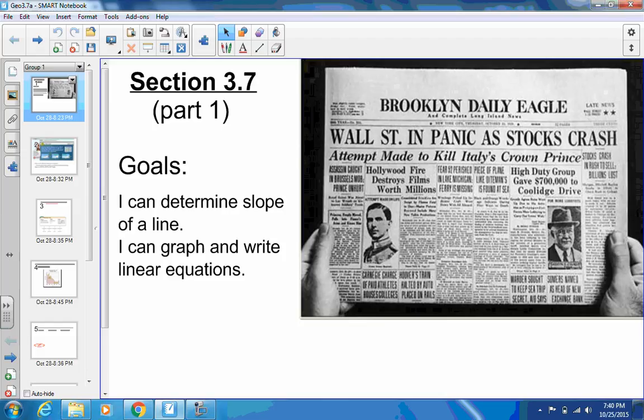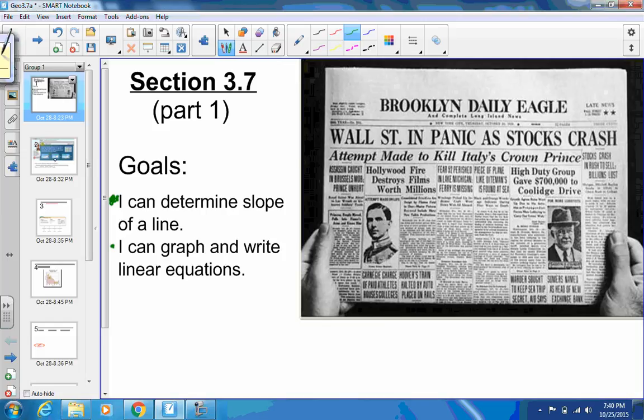There's going to be a little bit of overlap, but between the two parts we're dealing mostly with these two goals. So why don't you write down these two goals for section 3.7. I can determine slope of a line, and I can graph and write linear equations. So we're talking about linear equations. I know this is a chapter about parallel and perpendicular lines, but there will be a connection there. And this is a good review of algebra for sure. So make sure that's on your goal sheet.